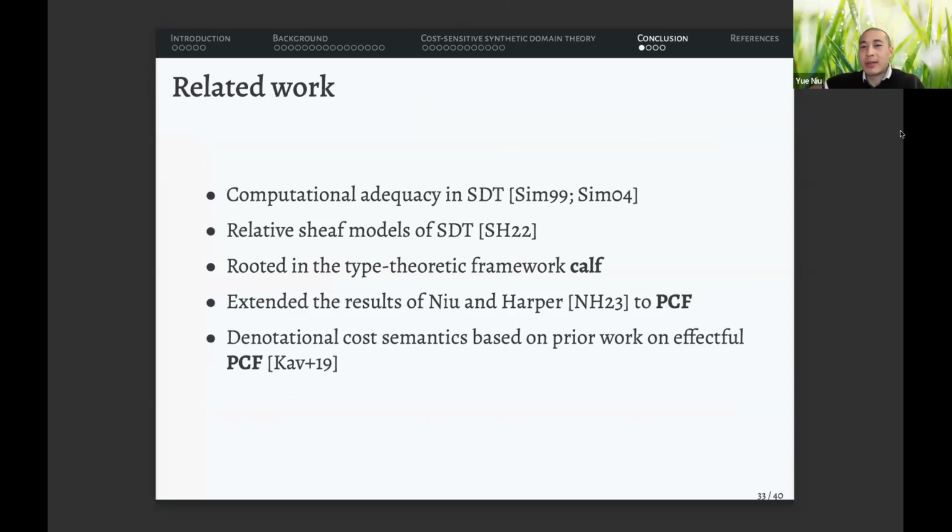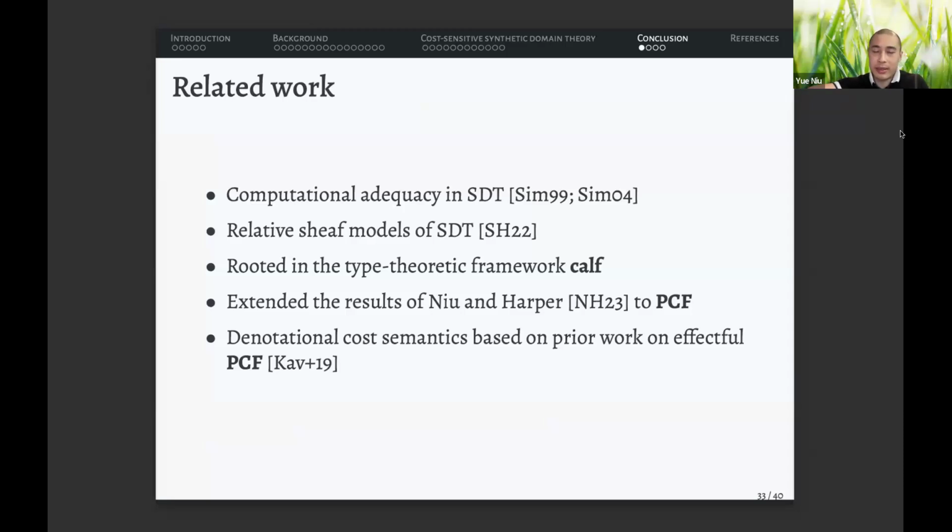Now to wrap up, I'll discuss some related work. Our approach to doing internal computational adequacy is heavily inspired by prior work in this area, in particular by Simpson. And our model construction builds on the relative sheaf models of synthetic domain theory.